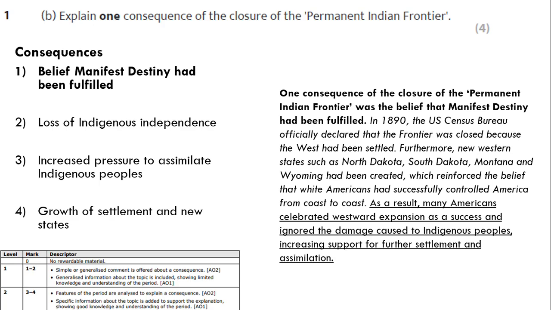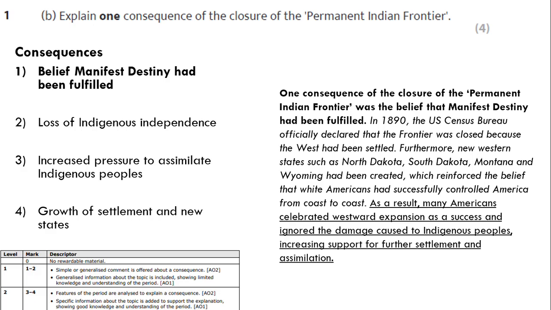Here's our paragraph. One consequence of the closure of the permanent Indian frontier was the belief that manifest destiny had been fulfilled. In 1890, the US Census Bureau officially declared that the frontier was closed because the West had been settled. Furthermore, new western states such as North Dakota, South Dakota, Montana, and Wyoming had been created, which reinforced the belief that white Americans had successfully controlled America from coast to coast. As a result, many Americans celebrated westward expansion as a success and ignored the damage caused to indigenous peoples, increasing support for further settlement and assimilation.